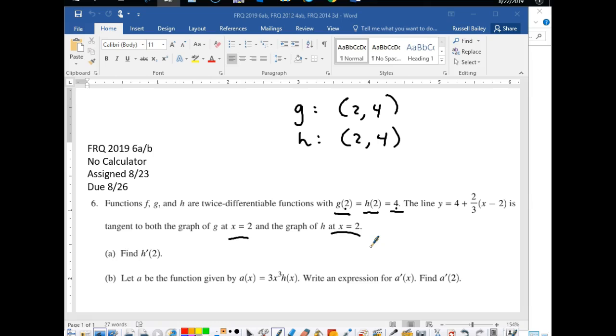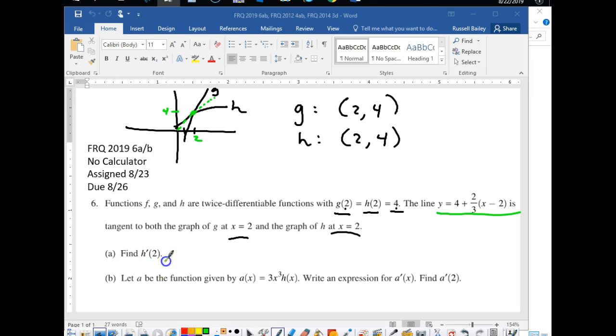So here's how we can kind of imagine this. We have a graph, right? And here's x equals 2. So let's just say that this is the graph of g, and I'm just making this up. And this is going to be the graph of h, we'll say. And then this is the point that they're touching at, which would be over 2 and up 4, right? And then there's a tangent line that touches both of those points, and this is the equation of that tangent line. Okay?